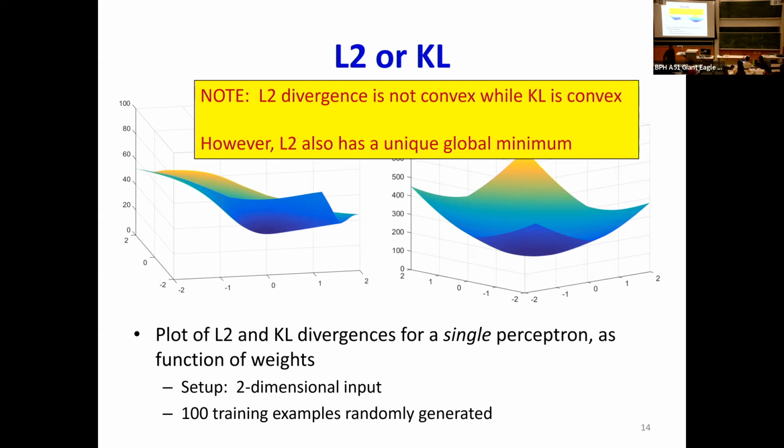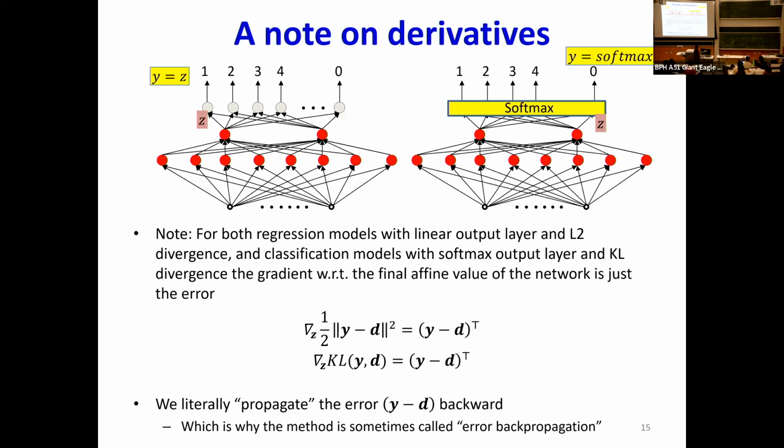Thank you. Now, why did we have this half when I spoke of the L2 divergence? I said half of (y minus d) whole squared. So this is why.